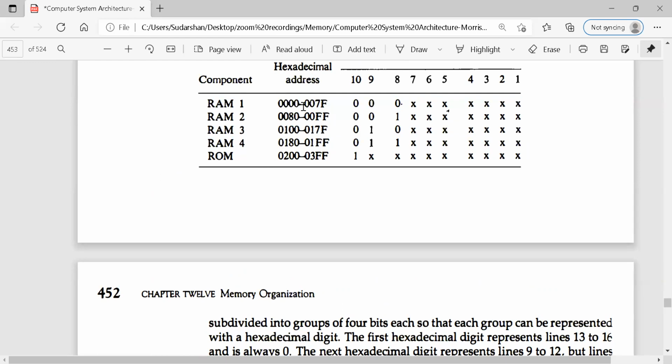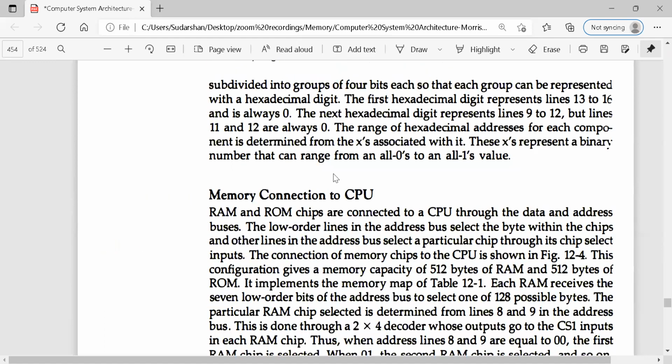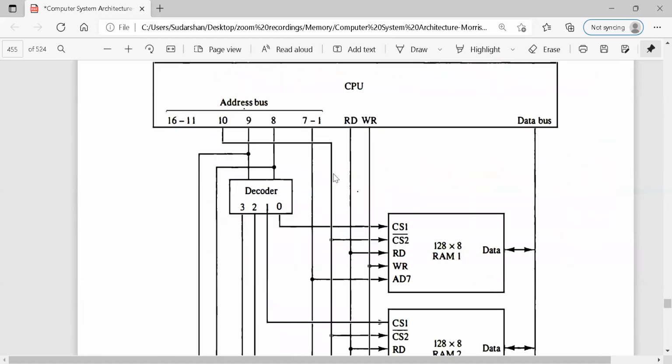And these are the hexadecimal addresses, you know pretty well. Memory addresses are hexadecimal. You can count how many hexadecimal digits there are. There are 8 hexadecimal digits. 0000 to 007F. F means 1111. You know how to convert hexadecimal to binary? It's a 16-bit address. Let me not go over this part for the time being. Let me come straight to the diagram. So this is what I want.